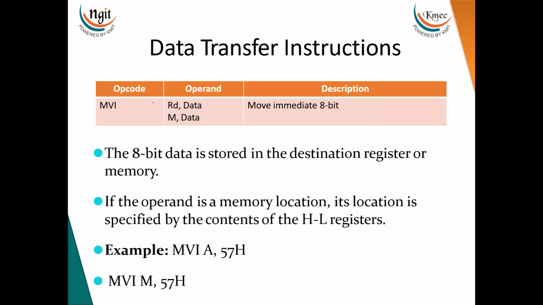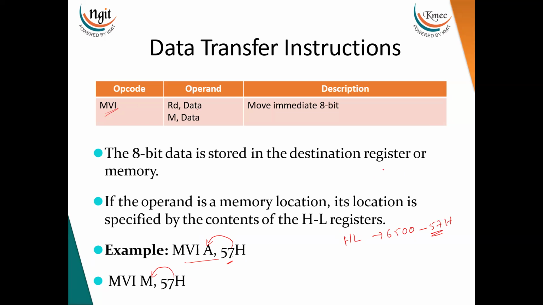Next coming to the move immediate. Now if you specify the data within the instruction, that time you have to use the move immediate. Example, MVI A, 57 means what? 57, the operand, you are moving into the accumulator. Now MVI M, 57 means what? You are moving this 57 into the memory location. If the HL pair is pointing to 6500, in this location you are moving the 57H.